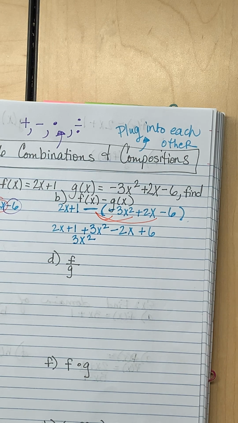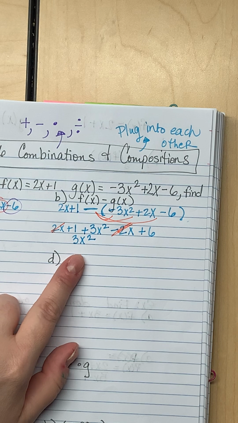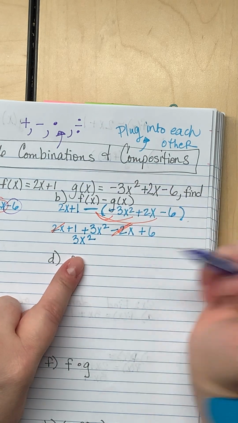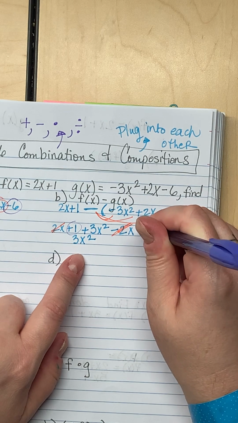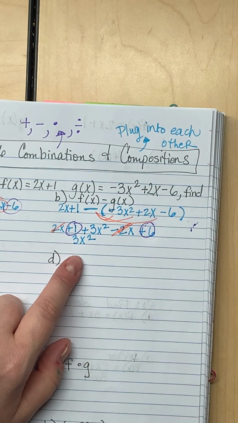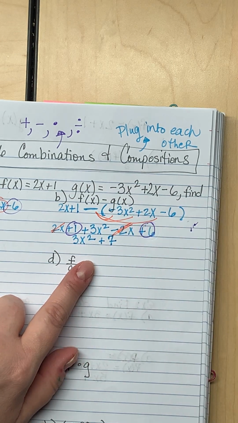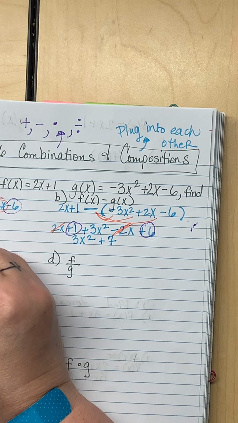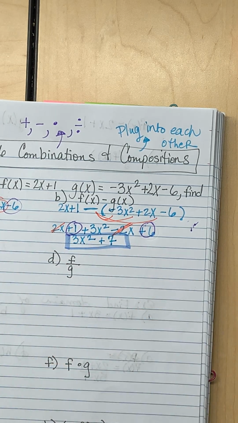I think my x is canceled. 2x minus 2x, that cancels. Okay, so now let's look at our naked number, the constants. 1 plus 6 gives you a big fat plus 7. Done with that problem. We don't equal it to 0. We don't do opposites. We just combine like terms and stop.